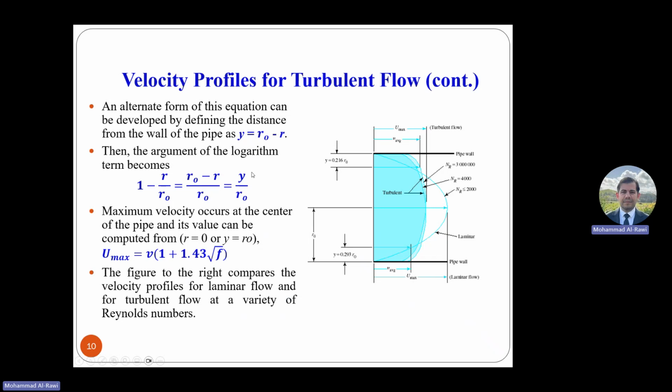To calculate that, an alternate form of this equation can be developed by defining the distance from the wall of the pipe, y equals R naught minus r. And then the argument of the logarithm term becomes 1 minus r over R naught. You rearrange this equation for the maximum velocity. The figure to the right compares the velocity profile for laminar flow and for turbulent flow at a variety of Reynolds numbers. We're not solving questions related to determining the average velocity, but I want you to understand, because I've seen with many students that they think what we solve with the Reynolds number is the maximum velocity. It's actually not. What we're trying to solve uses the average velocity, which is given, or which you find based on these equations or the shape of the profile.